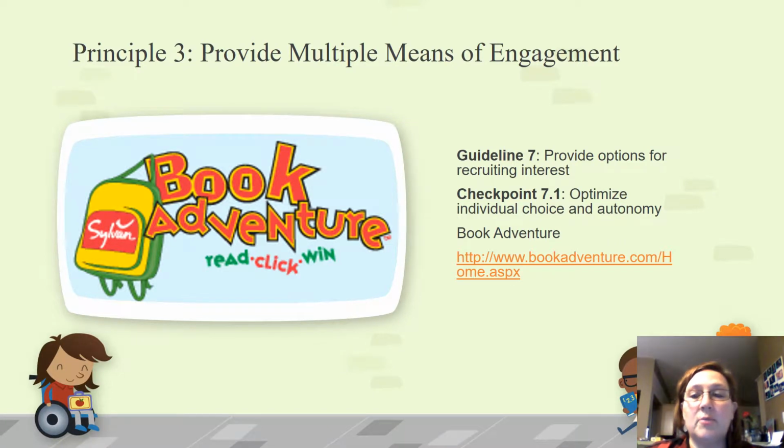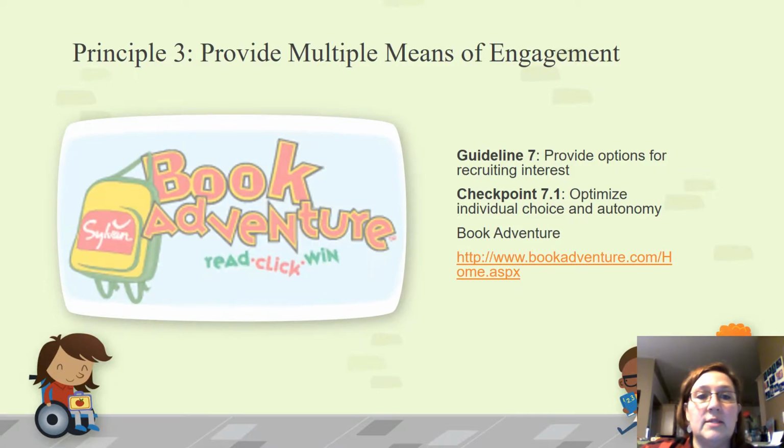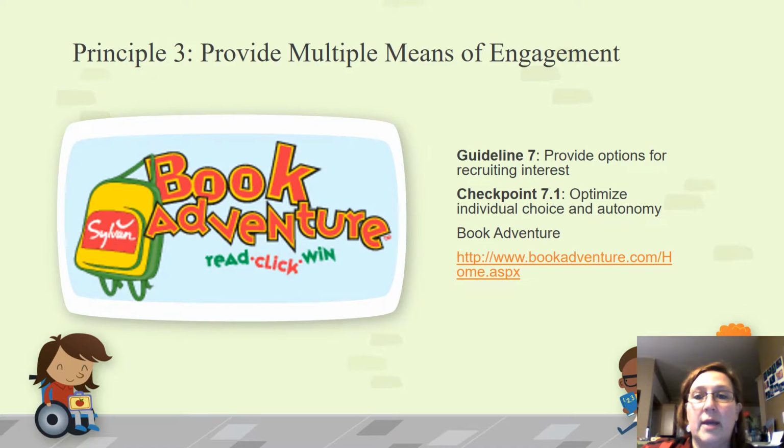So I was assigned principle number 3, which is providing multiple means of engagement. I chose Guideline 7, which is providing options for recruiting interest. And that took me to checkpoint 7.1, which is optimizing individual choice and autonomy. This took me to a fun website called Book Adventure, and when you log in, this is the icon at the beginning of the page.